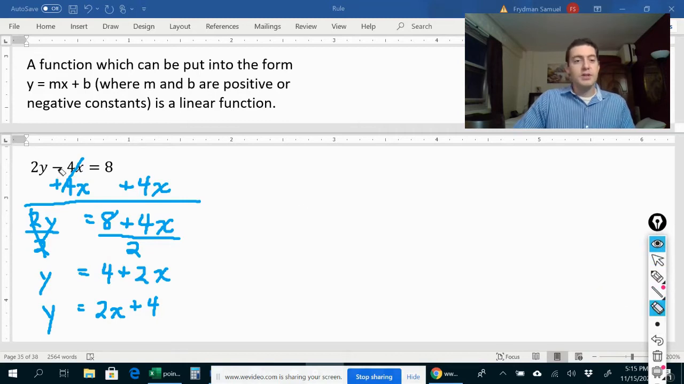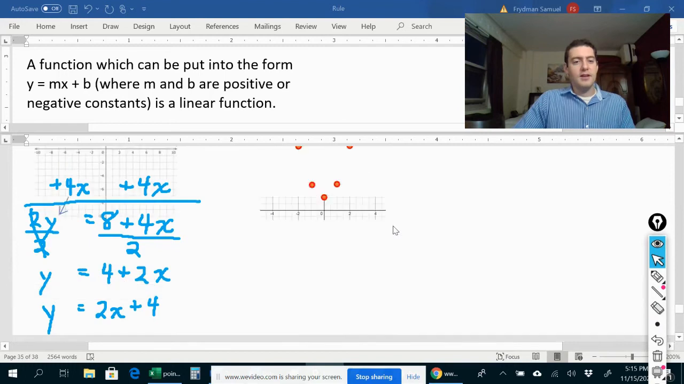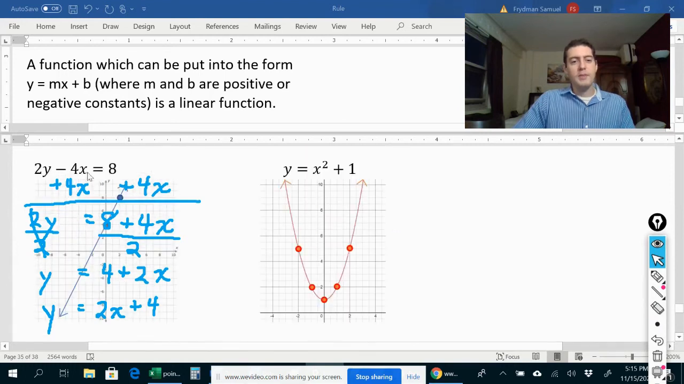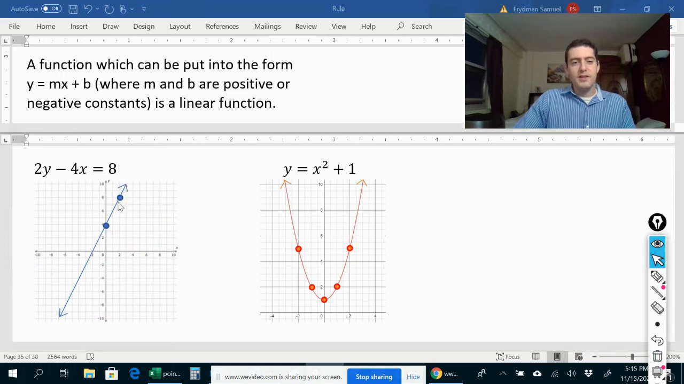And if you're really perceptive, you might have noticed that this equation that I just gave you is exactly the same equation that we were looking at in the last video, that 2y minus 4x equals 8. And what happened when we plotted the solutions to that equation? We got a straight line.